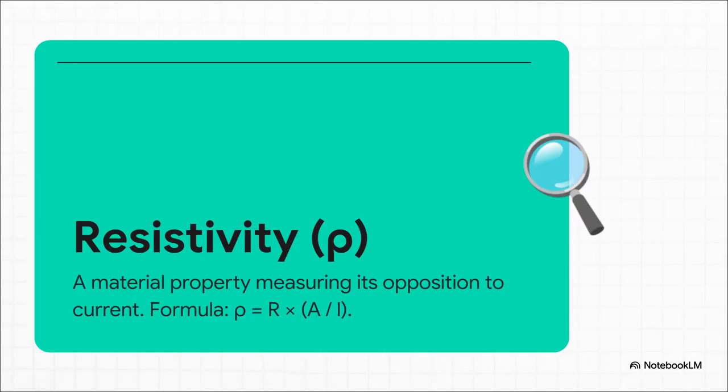So that fourth factor, the material, is measured by a property we call resistivity. We use the Greek letter rho for it. Now, resistivity is an intrinsic property, kind of like density. Copper will always have the same low resistivity, no matter how you shape it. It lets us figure out the resistance of any object as long as we know its dimensions.